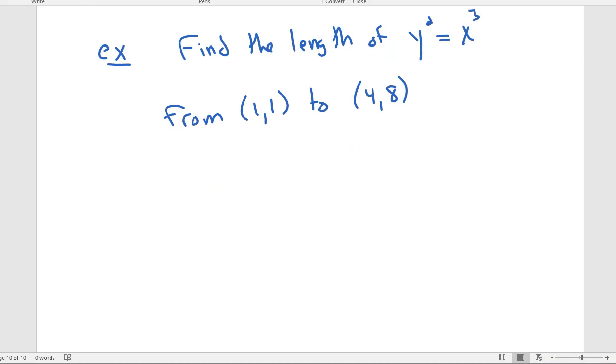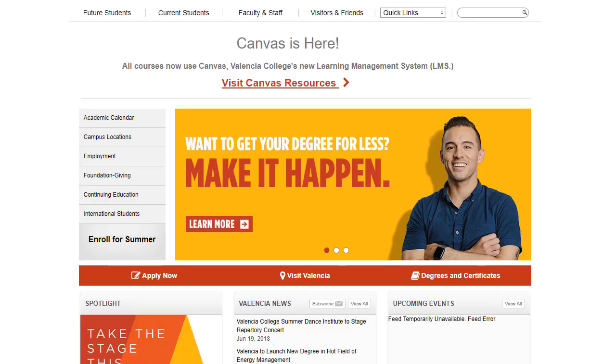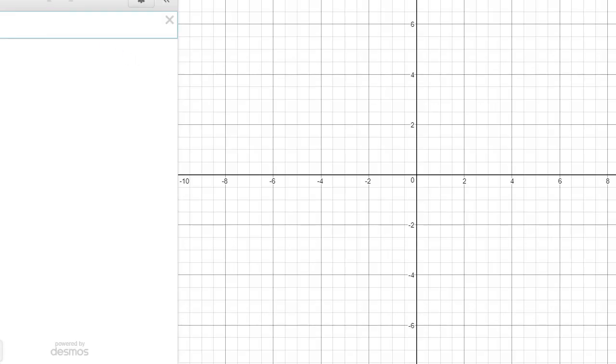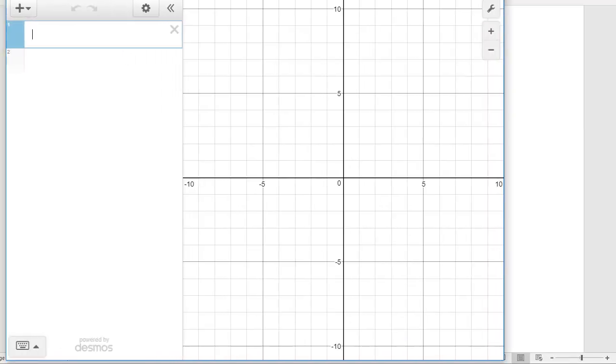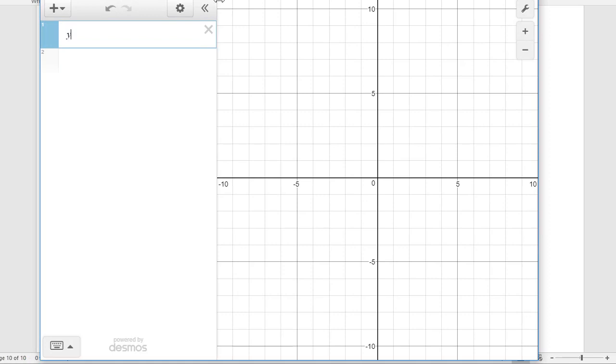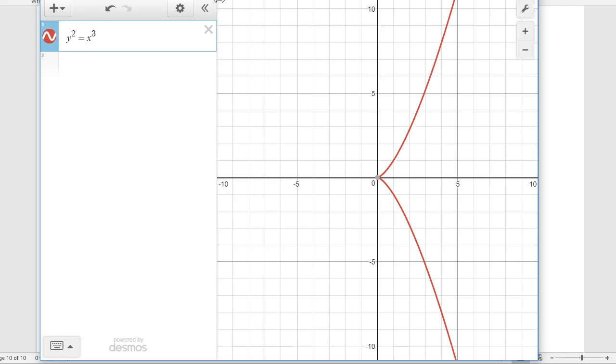All right, so in this example, let's say we want to find the length of y squared equals x cubed from 1, 1 to 4, 8. So just to get a visualization of this, I don't really want to have to plot points and sketch this graph. So I'm going to go to desmos.com, and I'm going to start graphing. And I'm going to type in y squared equals x cubed. All right, so I'm going to say y raised to the second equals x raised to the third power. And there's the graph. Right?